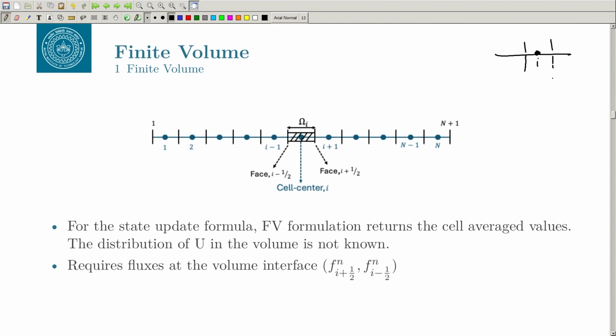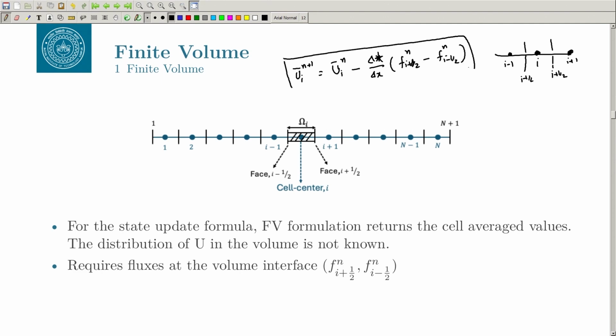These are my faces I plus half, I minus half, and this is the next cell I plus 1, this is the cell on the left, I minus 1. So, the state update formula that we had was basically, if you want to get u I n plus 1, which is the cell average value at the next iteration, it was u I n minus delta t by delta x, f I plus half n, and minus f I minus half n.